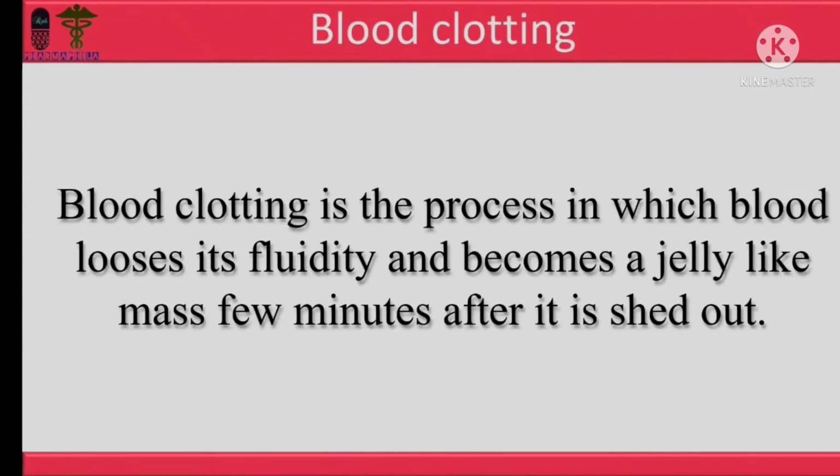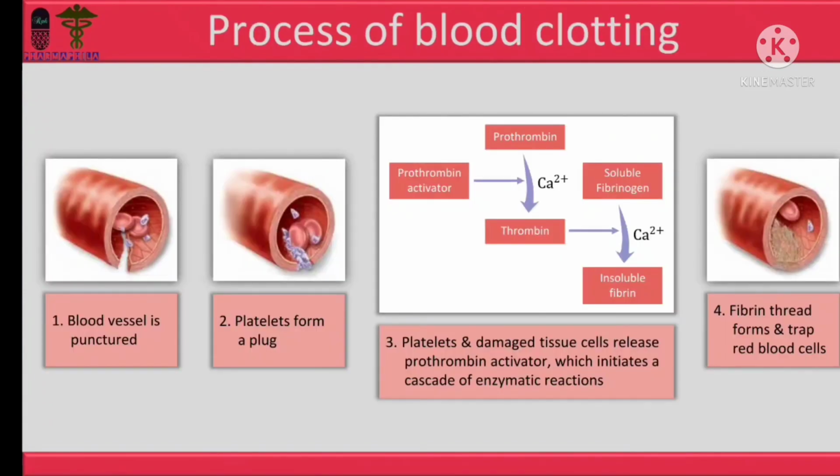Blood clotting. Blood clotting is the process in which the blood loses its fluidity and becomes a jelly-like mass a few minutes after it is shed out. The process of blood clotting: first, the blood vessel is punctured and platelets form the plug. Platelets are damaged. Tissue cells release prothrombin activator. Prothrombin is basically the clotting factor which initiates a cascade of enzymatic reactions. So fibrin threads, as you can see in the picture where the blood vessel is punctured, are formed and trap the RBCs.